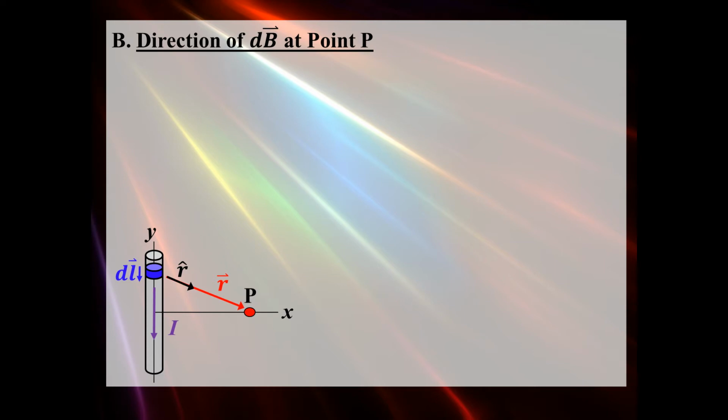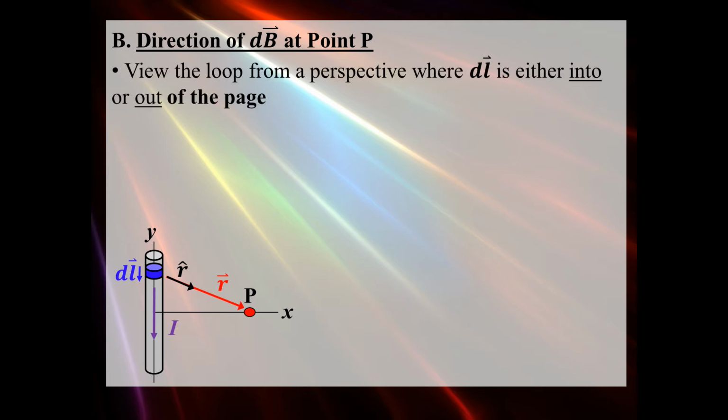Now, I also want to get the direction of the magnetic field at point P due to this small chunk of the wire. Here's where it starts to get complicated in terms of perspectives, because everything's occurring in 3 dimensions. To get the correct direction, let's view the loop from a perspective where the vector dl is either into or out of the page. So I'm going to change the perspective. We're looking at the wire from on top of the y-axis looking straight down. So we'll look at a top view perspective of the wire.